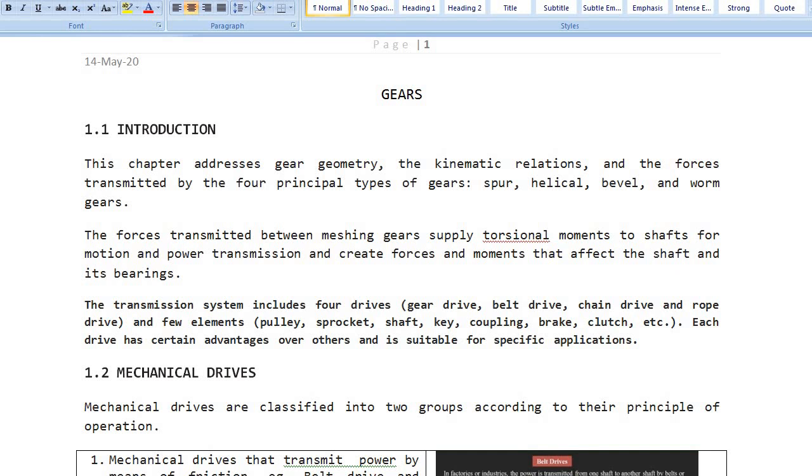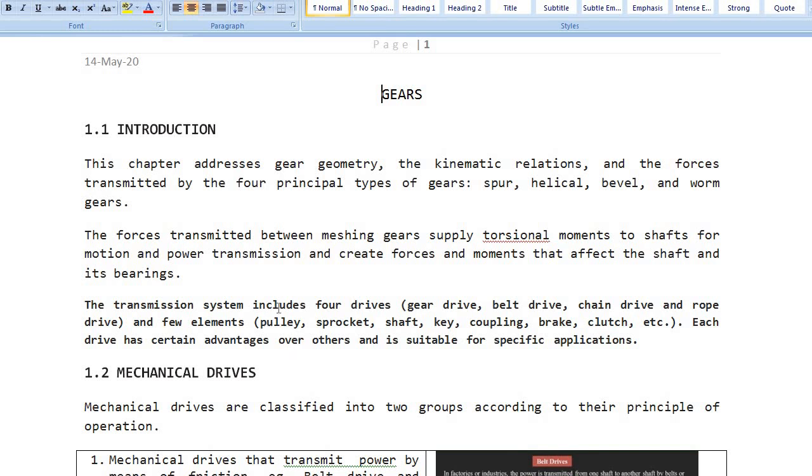Hi, today we'll discuss the design of spur gears, and spur gear design is based on the Lewis equation. So, before going to the derivation of the Lewis equation, first we'll see the content that I have sent to you.